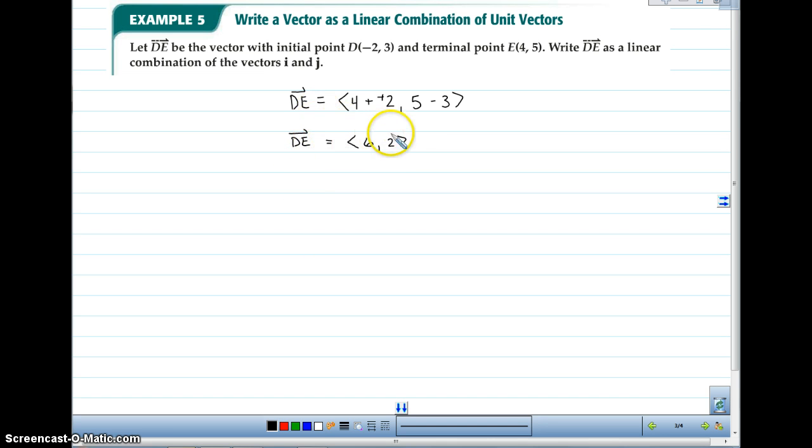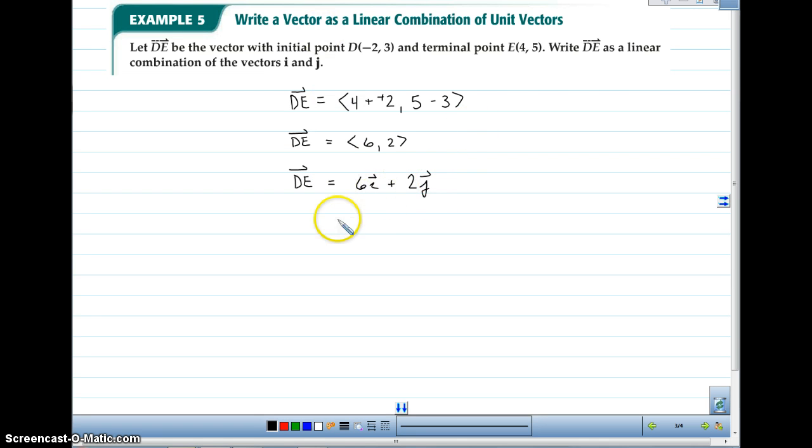But they don't want us to write it in component form. They want us to write it as a linear combination of the vectors i and j. So remember, vector i represents 1 unit in the x direction. So we are actually traveling 6 units in the x direction, right? We're moving 6 to the right. So we can actually write this as 6 i's plus, we're going to move 2 units in the y direction upward. So that would be 2 j's. And so this is just another way that we can write vectors in terms of the unit vectors i and j.